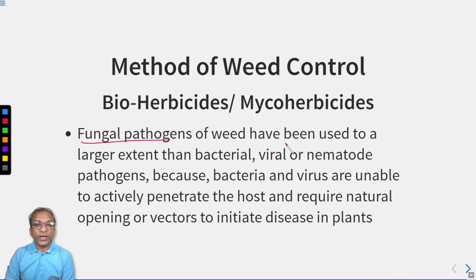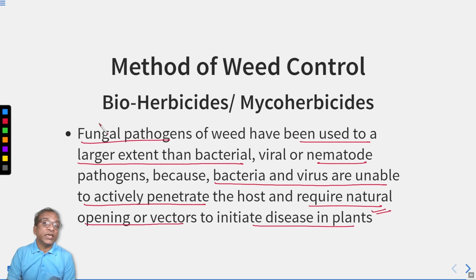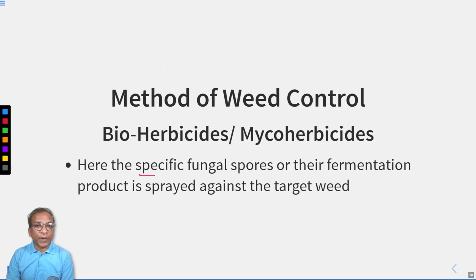Fungal pathogens of weeds have been used to a larger extent than bacterial, viral or nematode pathogens, because bacteria and viruses are unable to actively penetrate the host and require natural openings or vectors to initiate disease in plants. But these fungal pathogens can introduce their hyphae into the tissue, right? And they can easily get established on the weed plant. So here the specific fungal spores or their fermentation product is sprayed against the target weed.